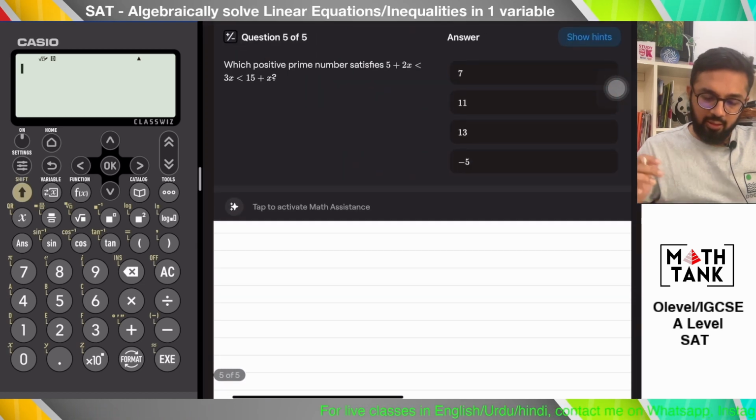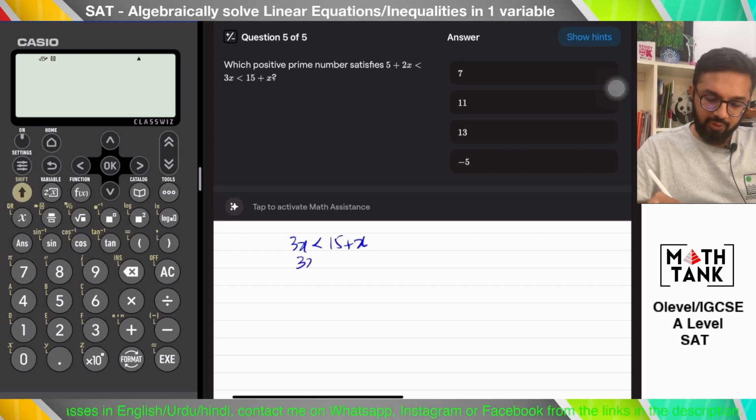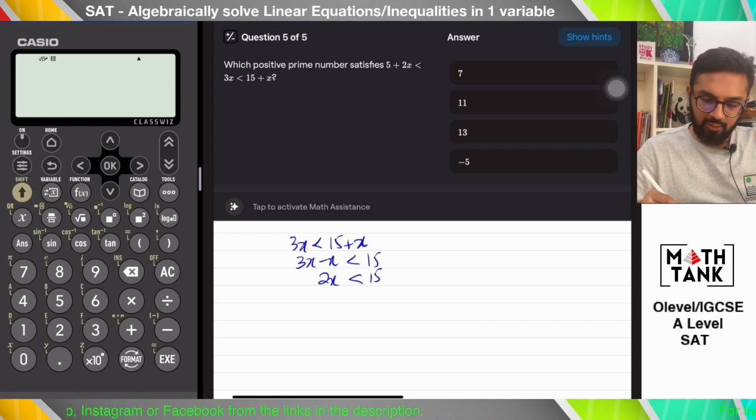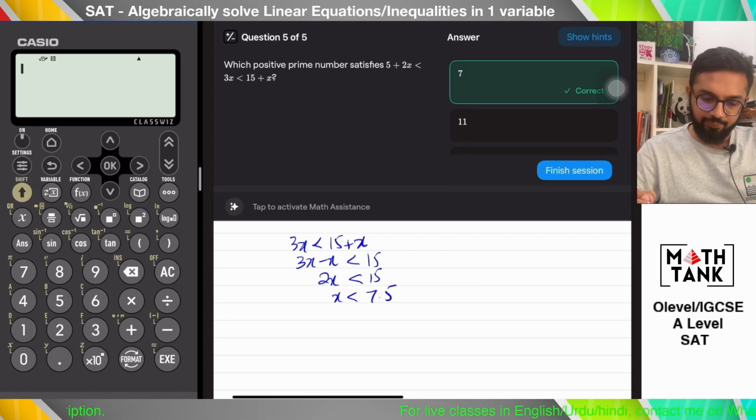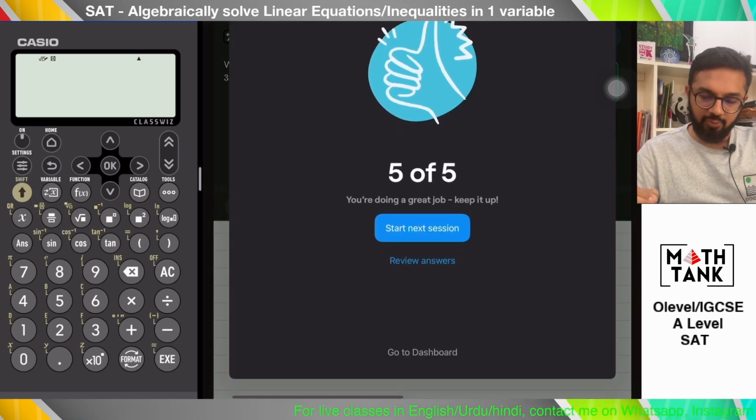The next question is 3x is less than 15 plus x. So 3x minus x is less than 15. So 2x is less than 15. x is less than 7.5. So 7 should be the right answer, as a positive prime number.